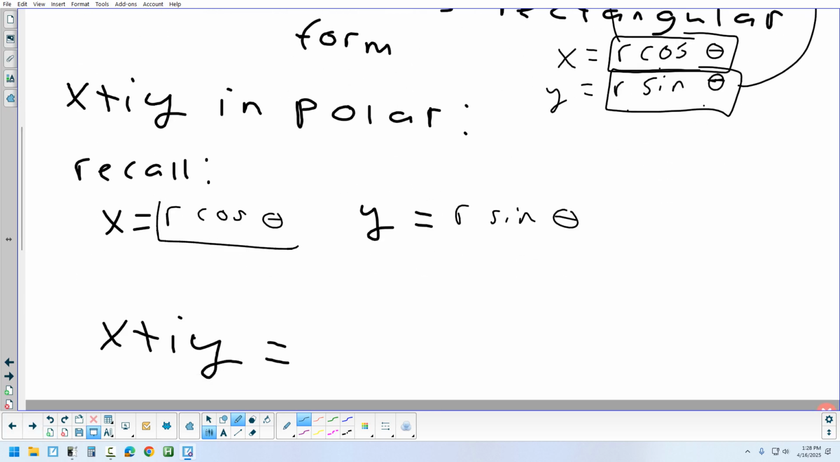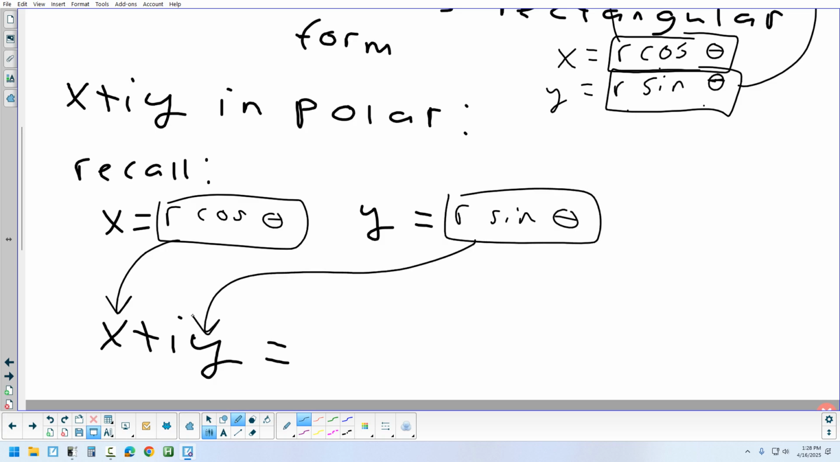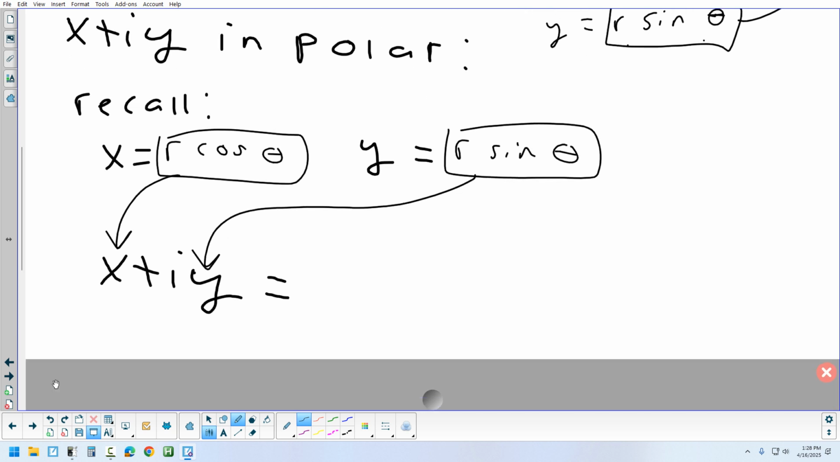Wait, I thought for Y you had to add 180? No, that's a different thing. That's not with sine and cosine. So fill in R cosine theta for X and fill in R sine theta for Y. If I fill those in, what would it look like? R cosine theta plus I, and we just copy that down, and now fill in the Y: R sine theta.